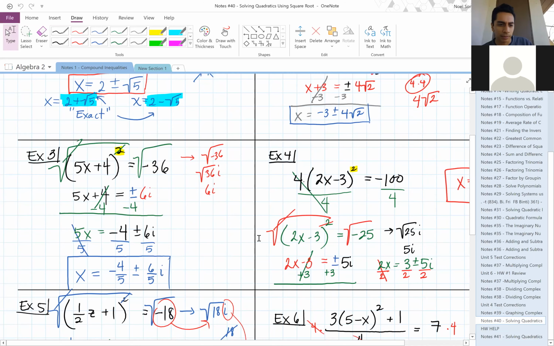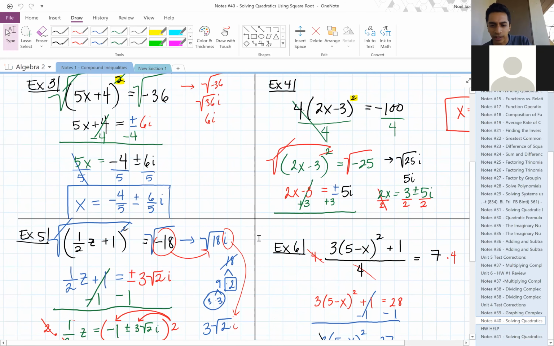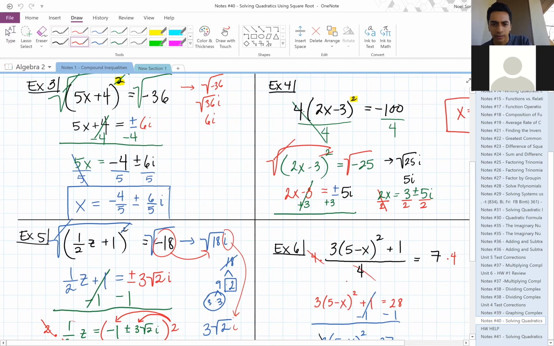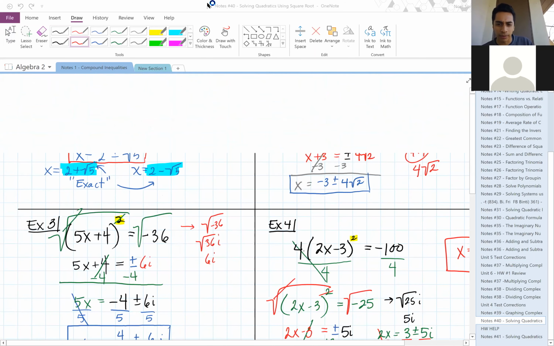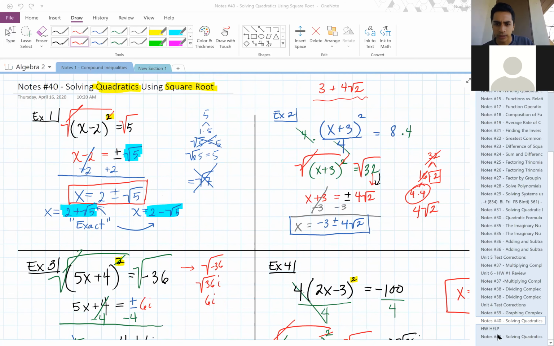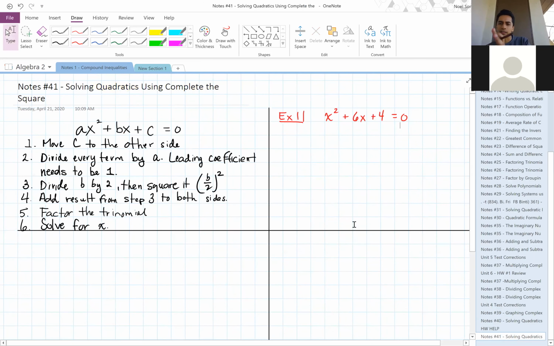Notice how all of these types of problems had an expression inside the parentheses with a square on the outside. And that's when you were allowed to use it. But in this case, we don't have that scenario, right? Everything is kind of separated, it's extended, it's in standard form.